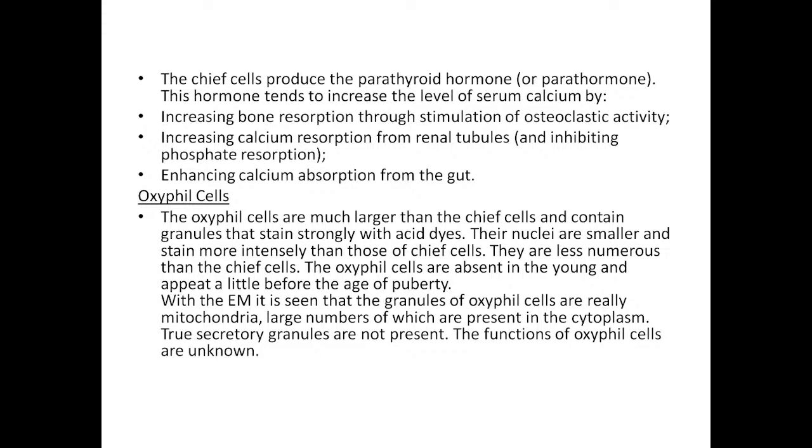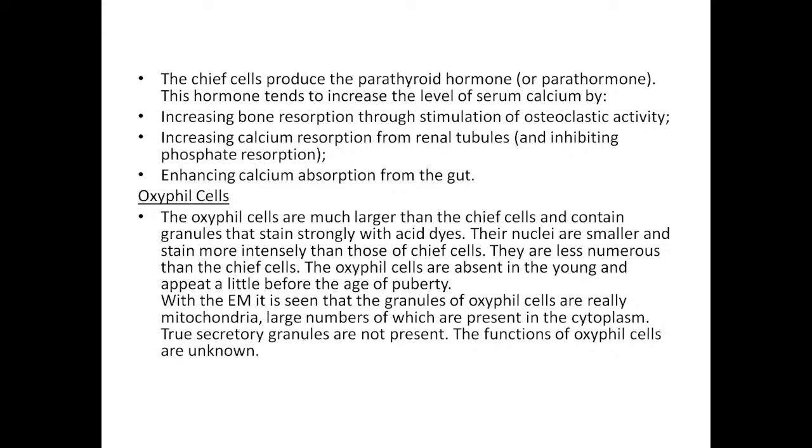The chief cells produce the parathyroid hormone, PTH. This hormone tends to increase the level of serum calcium by increasing bone resorption through stimulation of osteoclastic activity, increasing calcium resorption from renal tubules, inhibiting phosphate resorption, and enhancing calcium absorption from the gut.